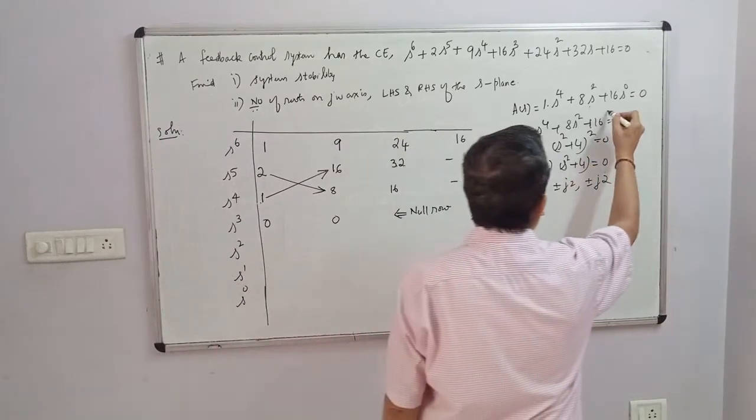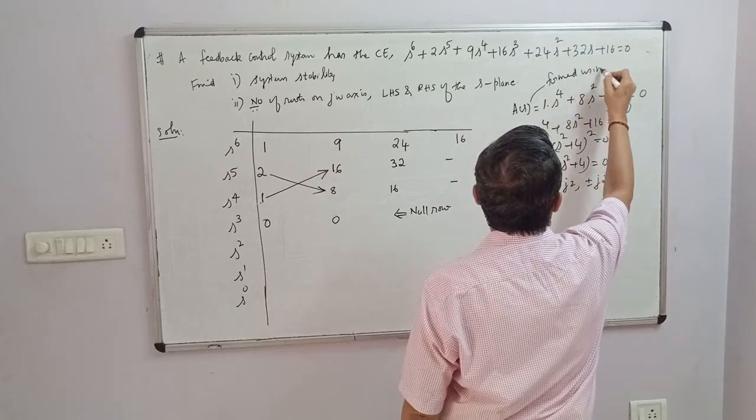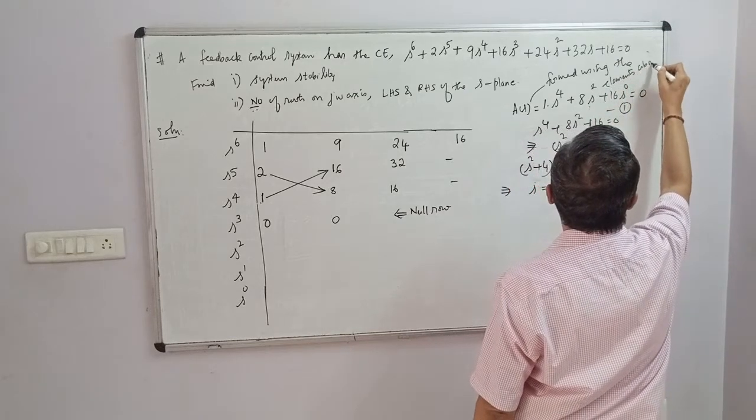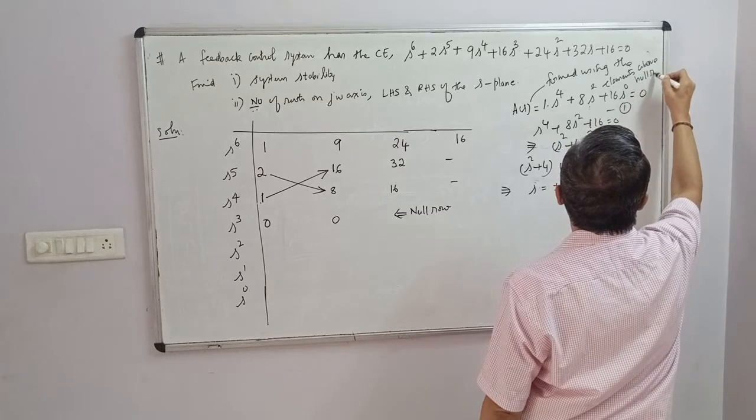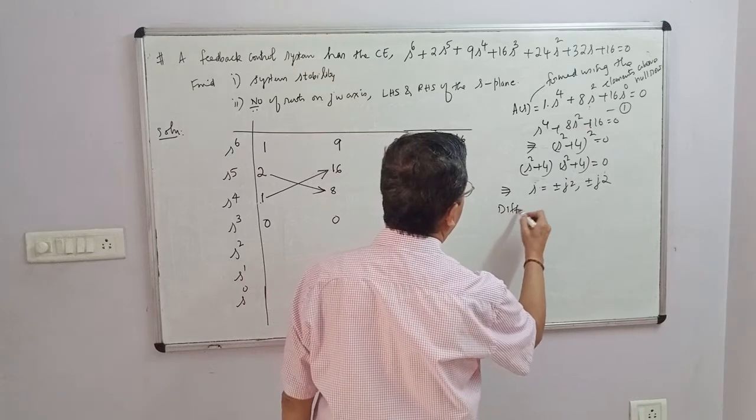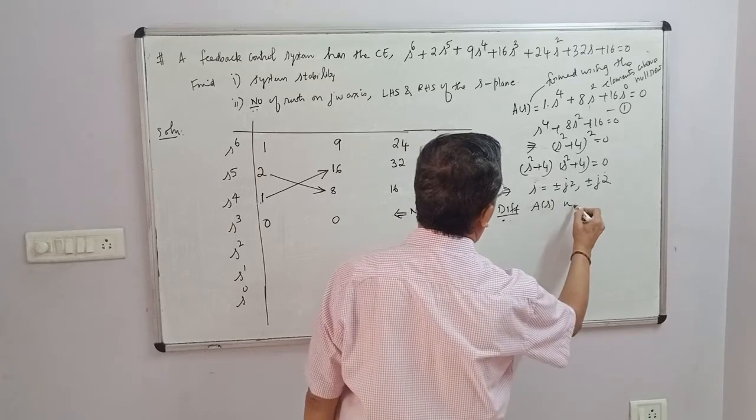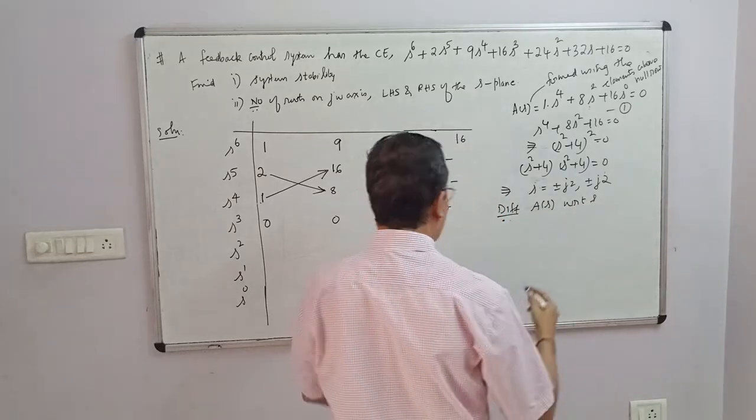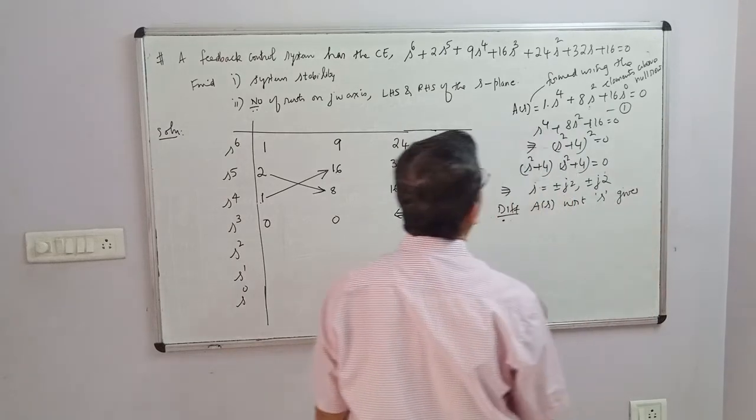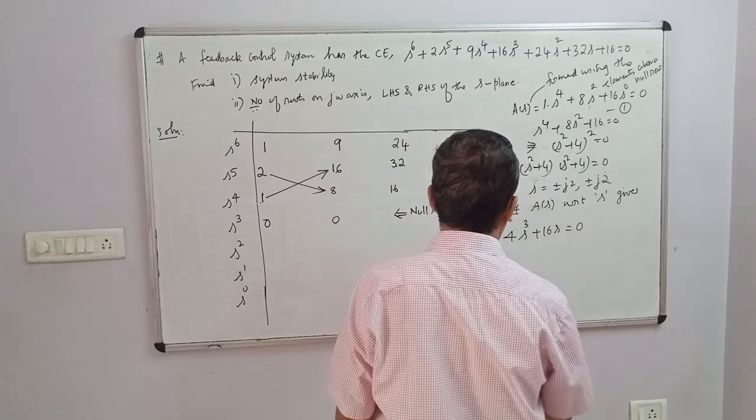I call this equation 1. This is formed using the elements above the null row. Differentiating equation 1, differentiating A of S with respect to S gives 4s cube plus 16s equal to 0.